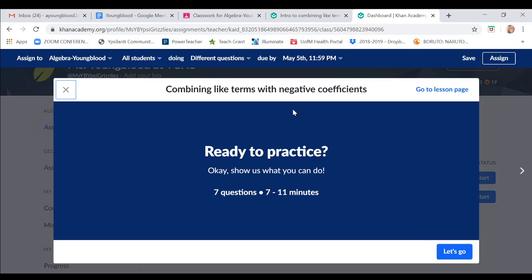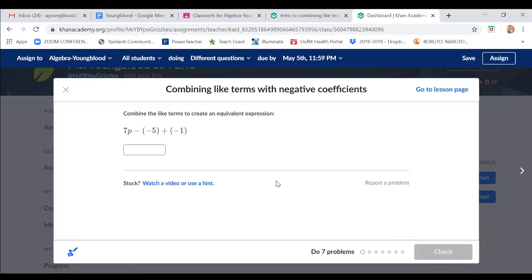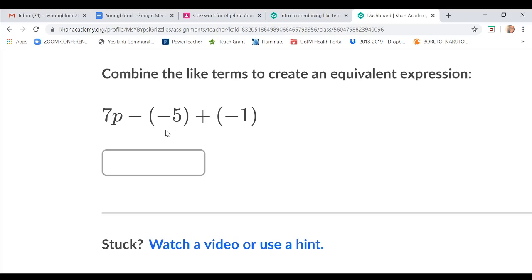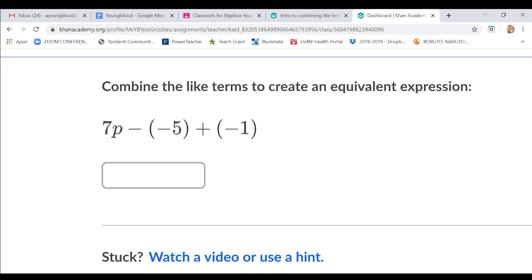It should be in the same order. It should be the first one, but it should say combining like terms with negative coefficients. So if you want to do yours along while I do mine, that is a great idea. But if not, we'll have time at the end of class. Yep, combining like terms with negative coefficients. Okay, so we have this expression. We have 7p minus -5 plus -1.